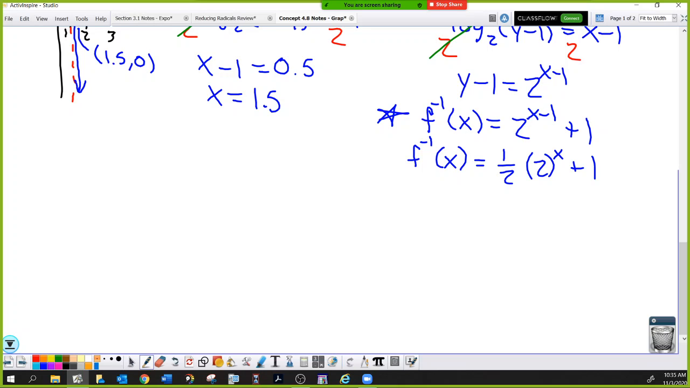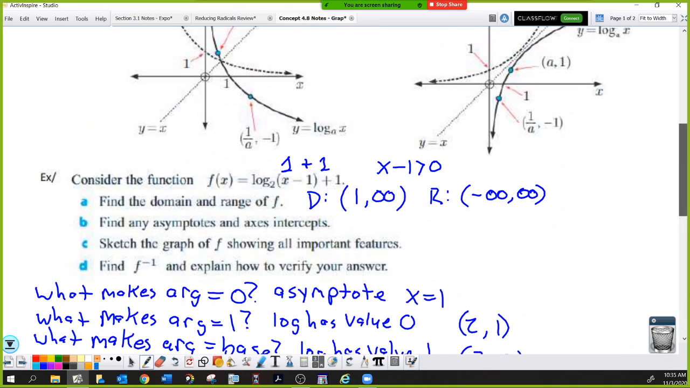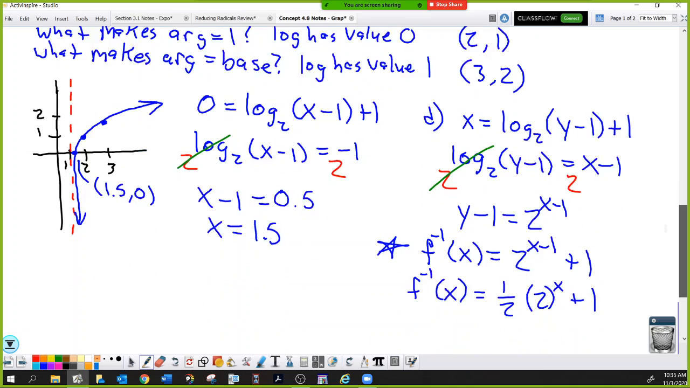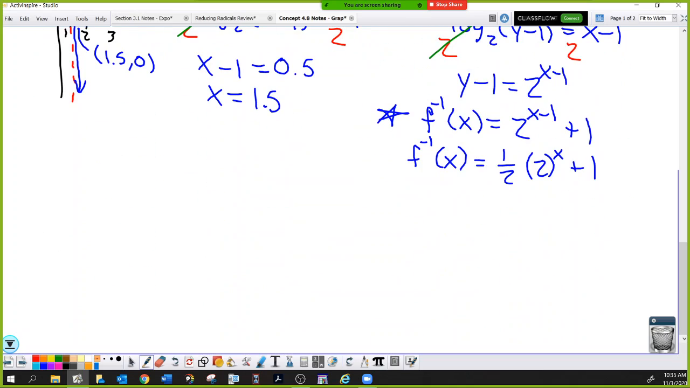It said to explain how you would show that this is the inverse, right? Is that what it said? Explain how to verify your answer. Do you guys remember how to verify that two things are inverses of one another?